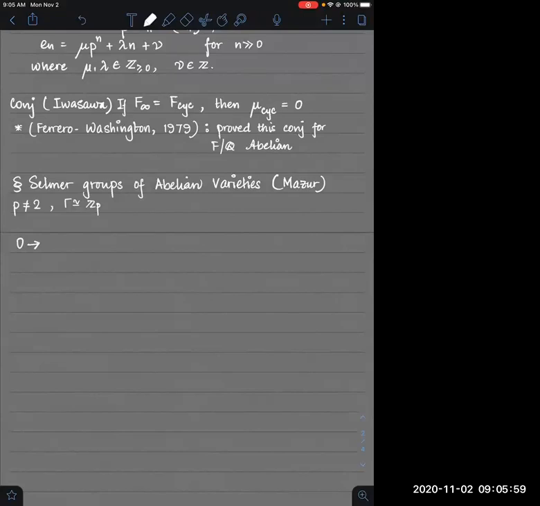A very good reference for this would be, for example, Silverman's book. So Sel E[p^m] over F, the p^m Selmer group, is going to be the kernel of the map H^1(G_S(F), E[p^m]) to H^1(...). I'll tell you in a second what G_S(F) is.